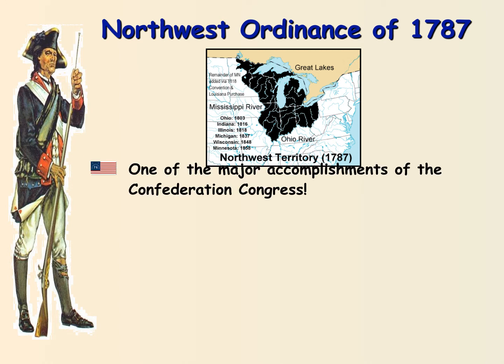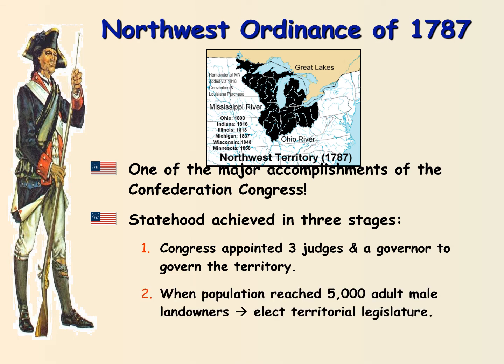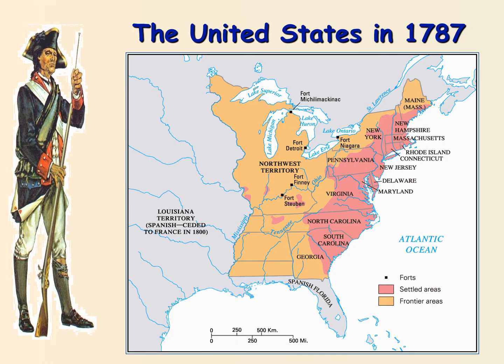The Northwest Ordinance established one of the major accomplishments. They took the land from the Land Ordinance, and they said how a territory could become a state. So there were three stages. One, Congress appointed three judges and a governor for each territory. Then the population reached 5,000 adult male landowners, and they could elect a legislature. When the population went to 60,000, they'd elect delegates to a state constitutional convention, and then they could apply for statehood. In 1787, these were the states, and there were all these territories.